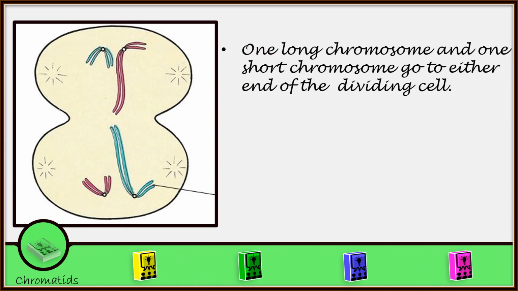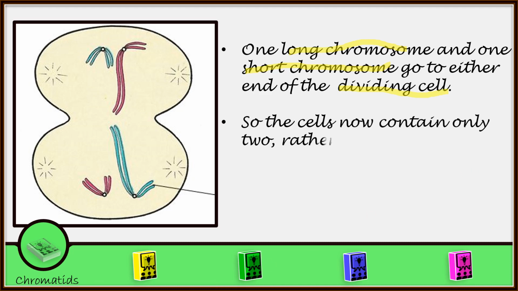Now, one long chromosome and one short chromosome go to either end of the dividing cell. So here we are seeing that one long chromosome has gone to one side, and one long chromosome of the other side also goes to the other side. So the cells now contain only 2 rather than 4 chromosomes.